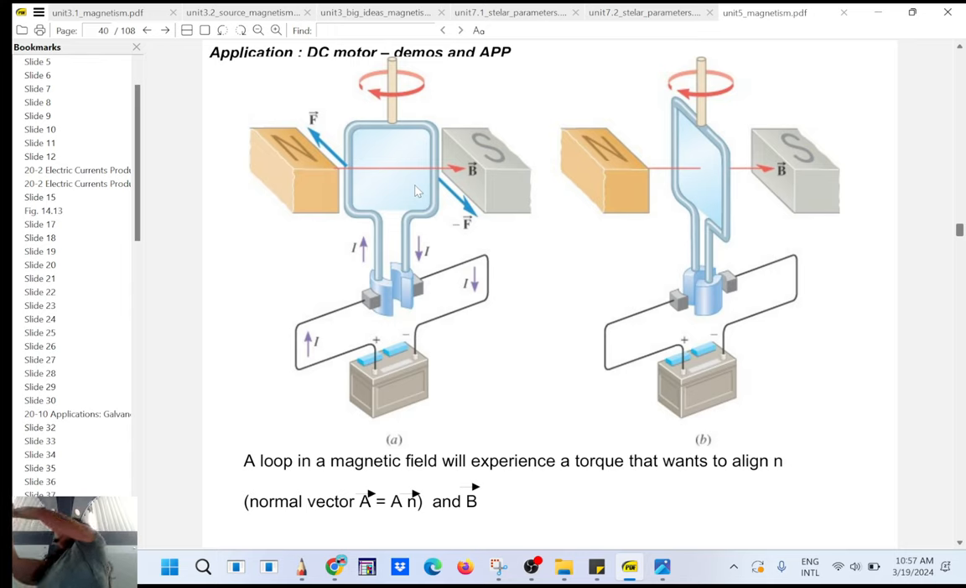Okay. Now, if I don't cut the current, it will be stuck here because now it's happy. So it rotates, and then it's stuck. However, if I find a way to cut the current, all of a sudden there is no magnetic field, so because of inertia, it will keep spinning. So what is it that we have made here? It wants to align itself with the magnetic field, but I stop the current.